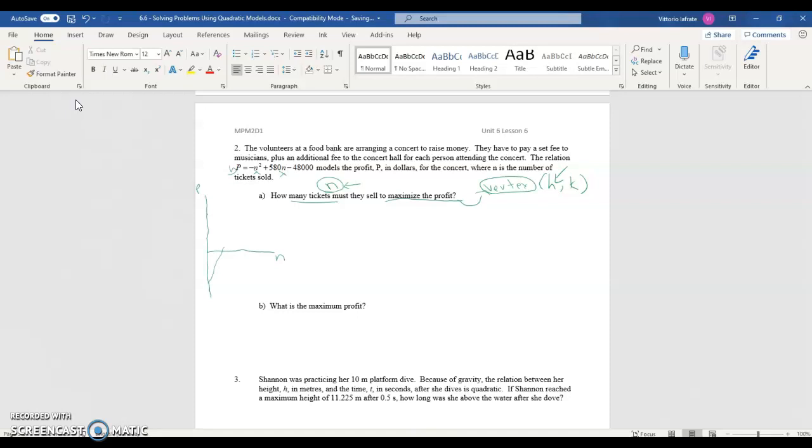eventually we'd break even. We'd get to a high point here. And then there's a point where after our peak, we'd come back down. But we'd have some break-even points around here and here. And again, that's because we have a set fee for the musicians, but also an additional fee to the concert hall for each person that attends the concert, which explains our parabolic model here.